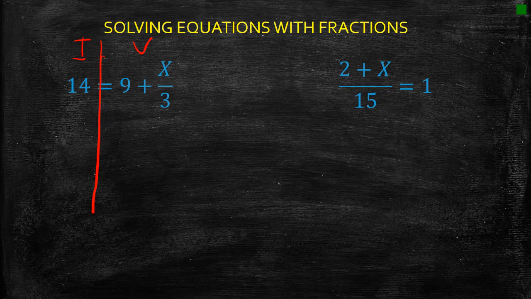So we take a look and we notice if we look at the integers side, those look fine. The variables side, we notice that there is something that doesn't belong. Yep, you're right, that positive 9 does not belong. So in order to get rid of that positive 9, we're going to subtract 9 from both sides of the equal sign. So we have 14 minus 9, which is 5. And then we have 9 minus 9, which became a 0.